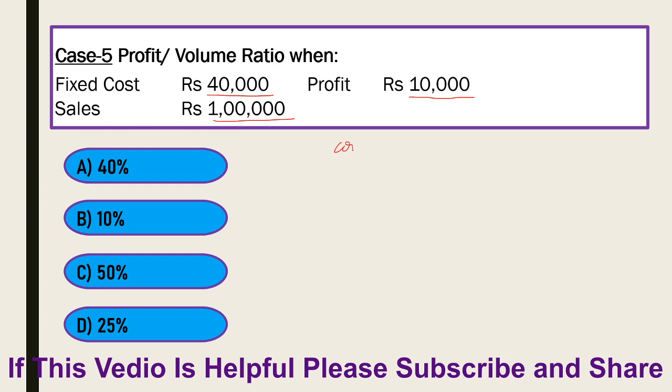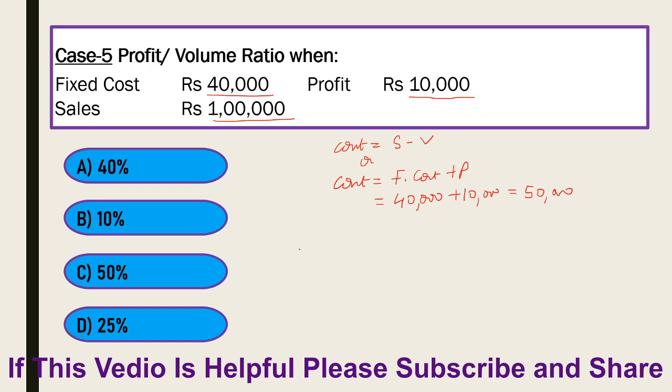Our formula to calculate contribution is sales minus variable cost equals contribution, and the second formula is contribution is the combination of fixed cost plus profit. Now with the help of this formula, we get contribution. Our fixed cost is 40,000 rupees and profit is 10,000. So our contribution here is 50,000 rupees.